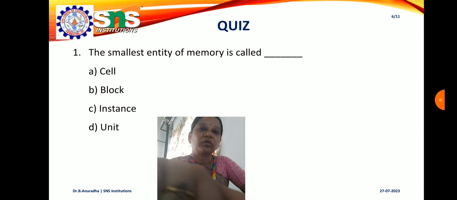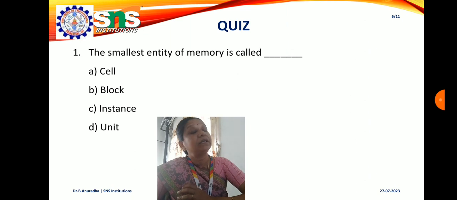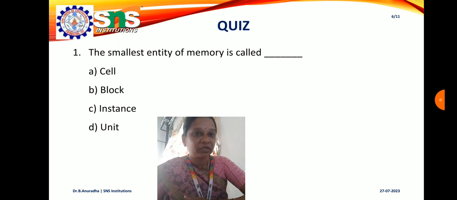Okay, so come on guys, let us move on to the quiz. Likewise the store operation also: when a store operation happens, the transfer of content takes place between the processor and the memory. After the operation has been completed in the processor, the data will be stored inside the memory.